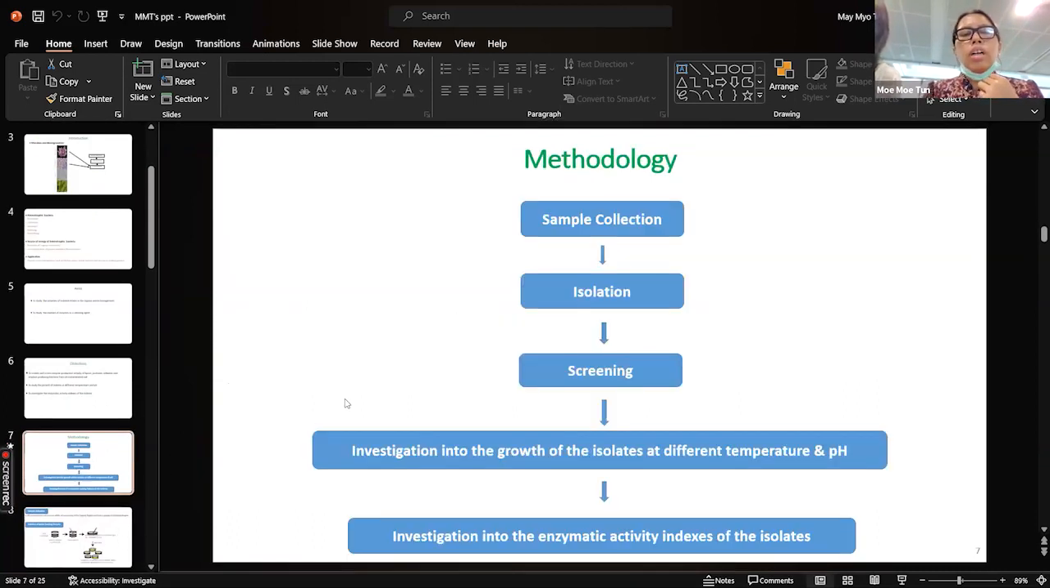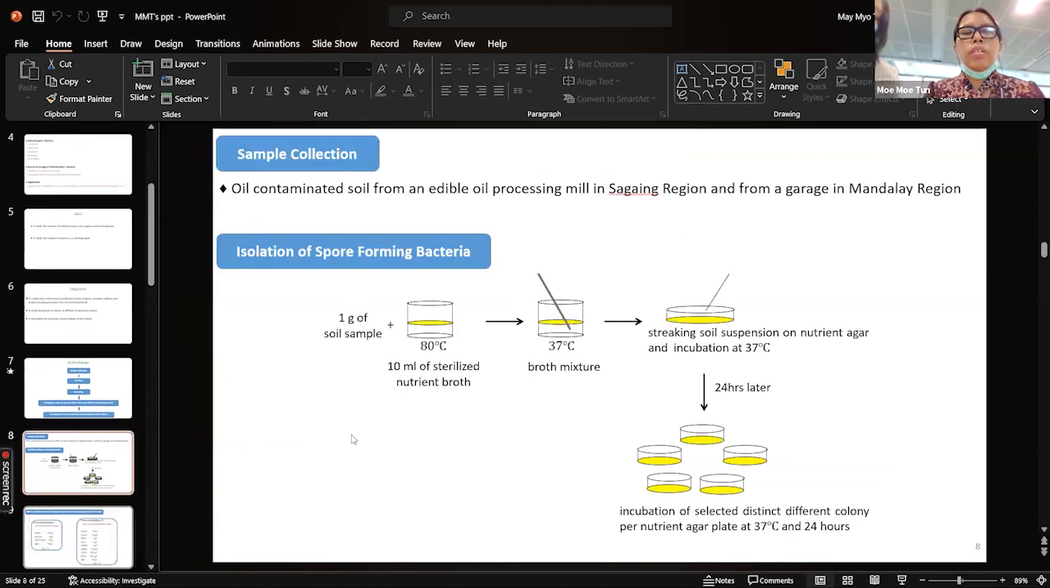This slide shows my story step by step. But in this slide, detail of my story can be seen.